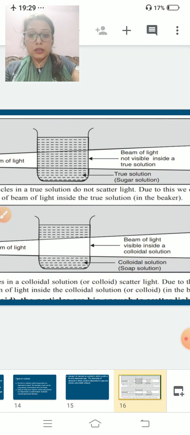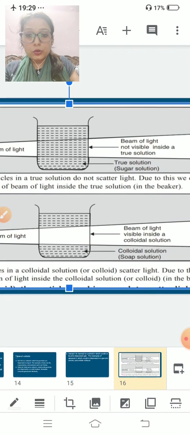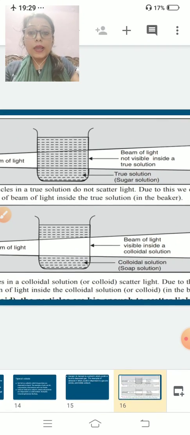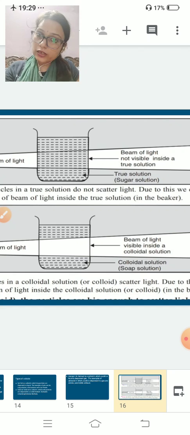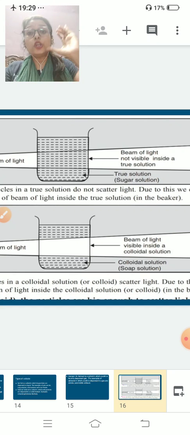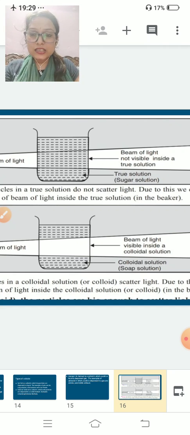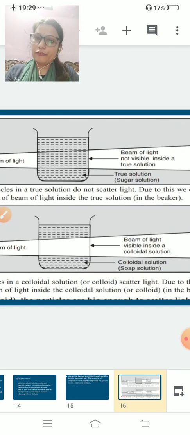Now if you look into the solution, no light will be shown over here. That means light will not scatter. The beam of light is not visible inside the true solution, but outside it is visible. Clear? That means a true solution does not scatter the light. Hence, a true solution does not show the Tyndall effect.